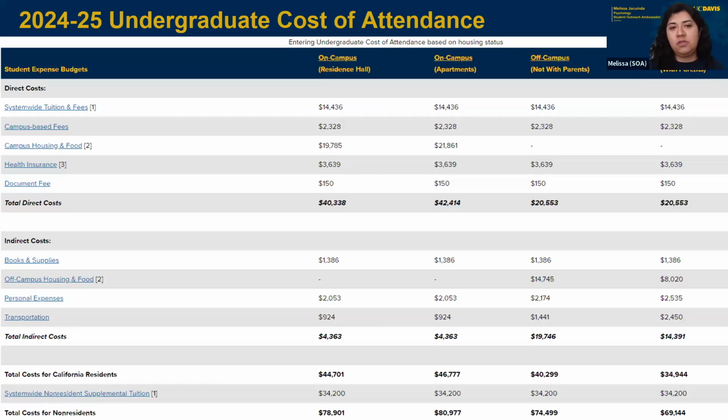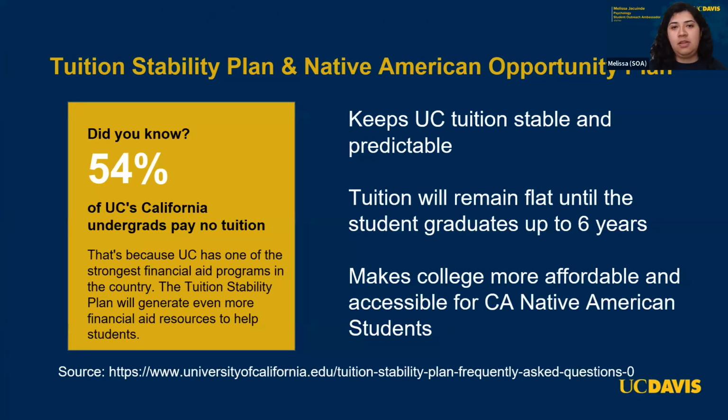We can turn to the next slide. Thank you. So as you know, due to the cost of living and inflation, tuition and fees also increase. But by the 2024-2025 academic year, UC tuition for California students is expected to be $14,436. So what is the tuition stability plan and why is it important to know about?